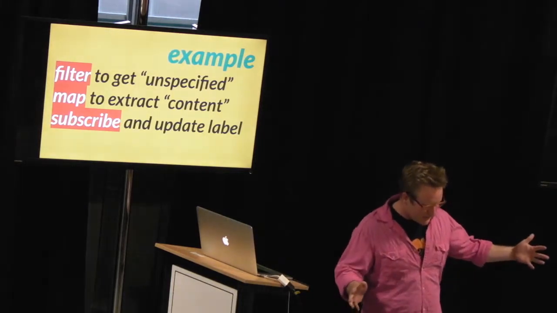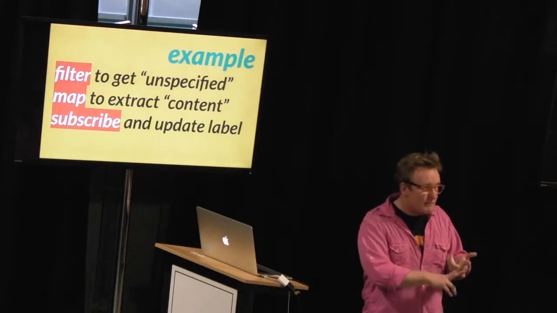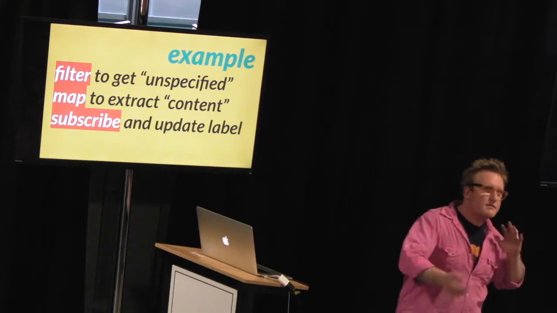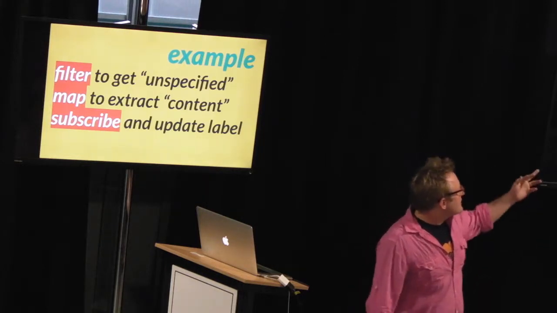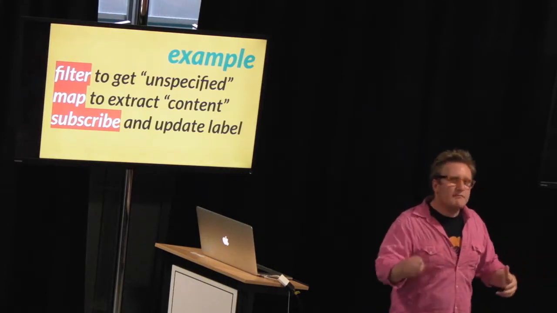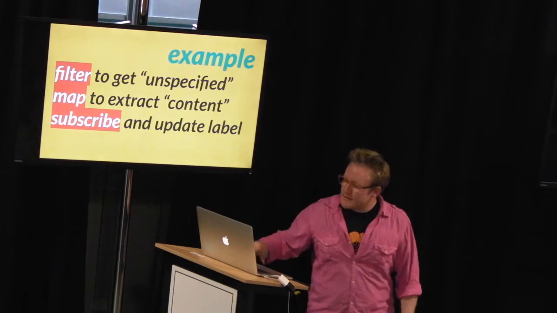So I've got this dictionary with type, content, and timestamp. I'm not interested in 2 of those. I only want the content. So throw away most of the dictionary. I just want to extract the string. And then this subscribe concept is I've built my pipeline, and I want to do something with those events that come out at the end of my pipeline. And I want to update the label. So what does that look like in code?